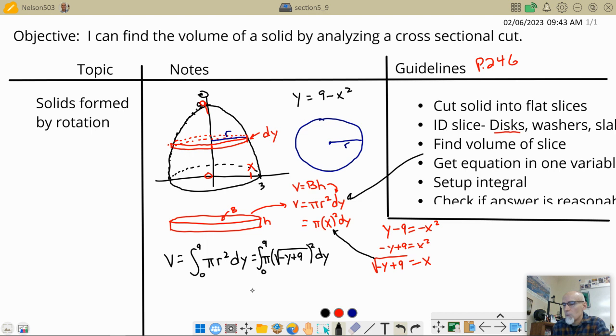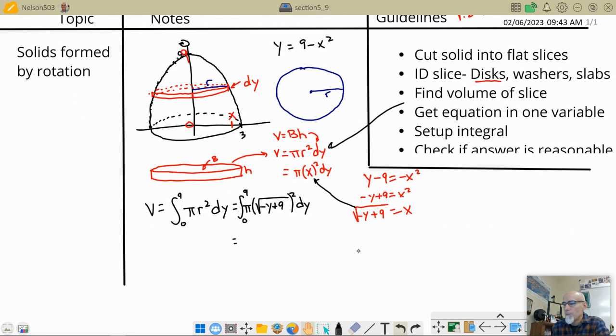Now, quite often with these antiderivatives, at least for these kind of beginner problems, this is the most difficult part, setting it up. The rest is, believe it or not, kind of easy. I can move the pi out front. I can write 0 to 9. And when you square a square root, they cancel out. So I've got negative y plus 9 dy.